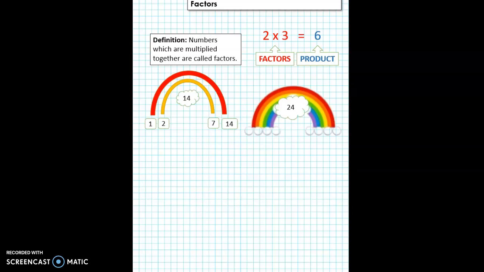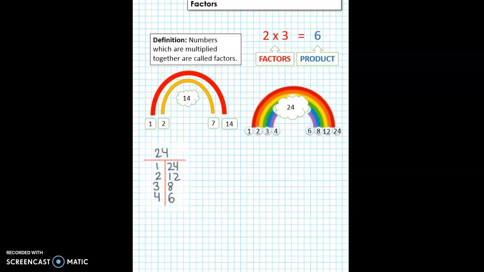Now let's look at 24. 1 and 24 are a pair that make 24. Since 24 is even, we know 2 times 12 is 24. 2 plus 4 is 6, so since 6 is a factor of 3, 3 times 8. And since 2 and 3 are factors, that tells us that 6 is a factor, which gives us 6 times 4.